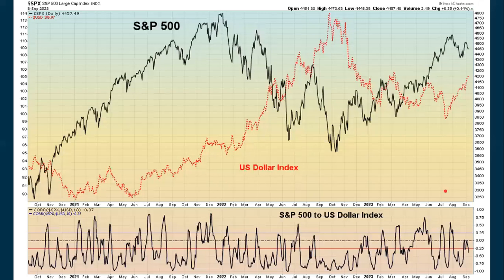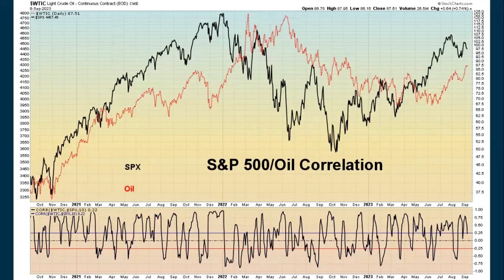Some correlations that we look at. We compare the S&P to the US dollar index. They're having a slight tendency to go in opposite directions, and that has been putting some pressure on the S&P. S&P to oil also. They can go in the same direction, but if it lasts too long and oil rises too much, that can cause some problems. We're getting back to neutral now, but if we start to see this really fall, the correlation, and see them going in opposite directions, especially if oil continues to go up, that could put more pressure on stocks.